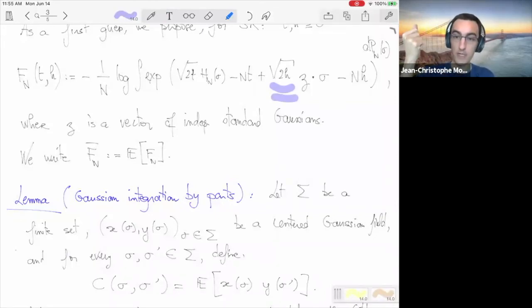When we differentiate, as usual, we're going to get something under the Gibbs measure. And this something will be 1 over square root of 2h, z dot sigma. Let me write this down.